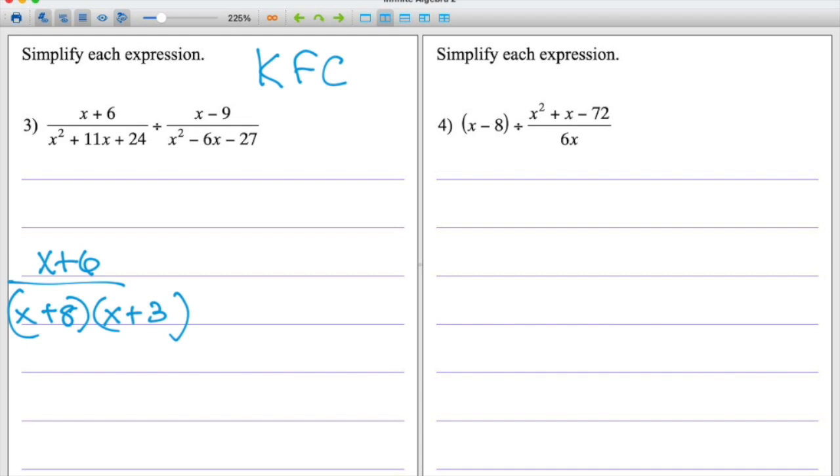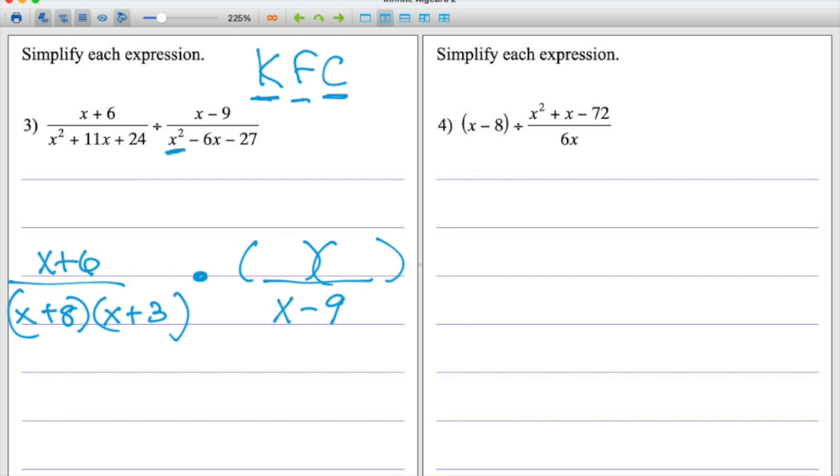We're going to now, we just did the keep. We're going to flip. We're going to flip this here. The x minus 9 goes right here on the denominator, or x minus 9. And then this one, we could factor right now and put it in the numerator if we'd like. Don't forget to keep the change. That's the multiply right here. And let's see what we got here.